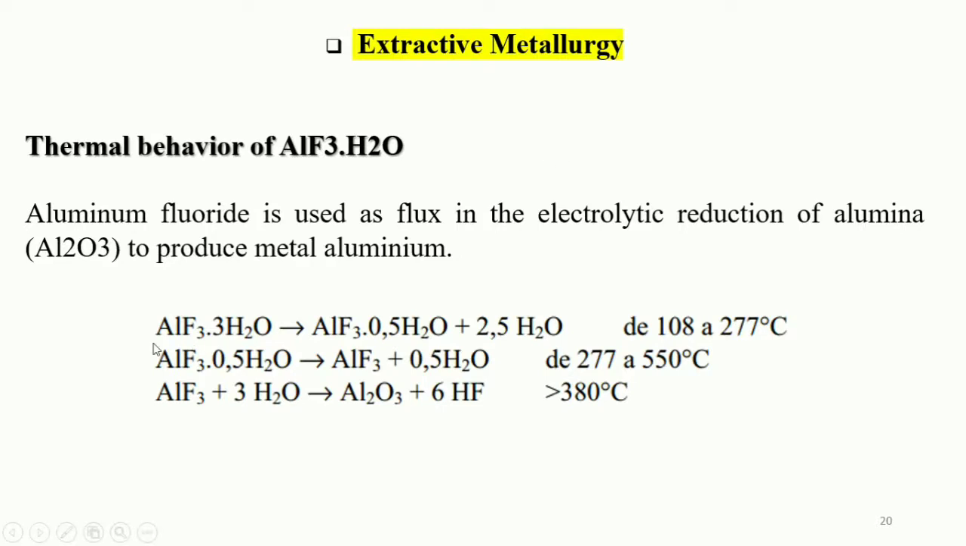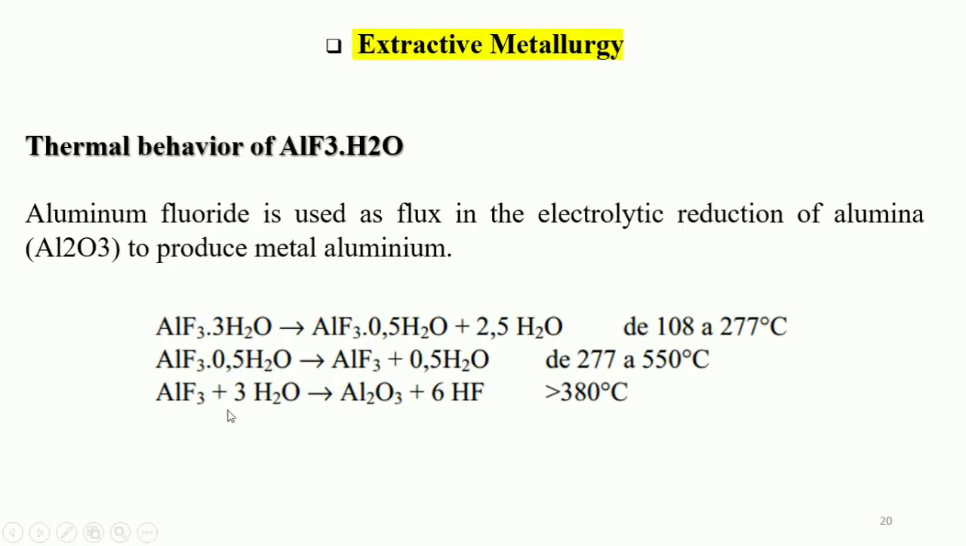In the first step, AlF3 with 3 water of crystallization is heated, and we get the removal of 2.5 water molecules from this AlF3·3H2O, and the product that we get is AlF3·0.5H2O. In the second step, after continuous heating, the rest of the 0.5 water molecule is also removed and we will get anhydrous AlF3.